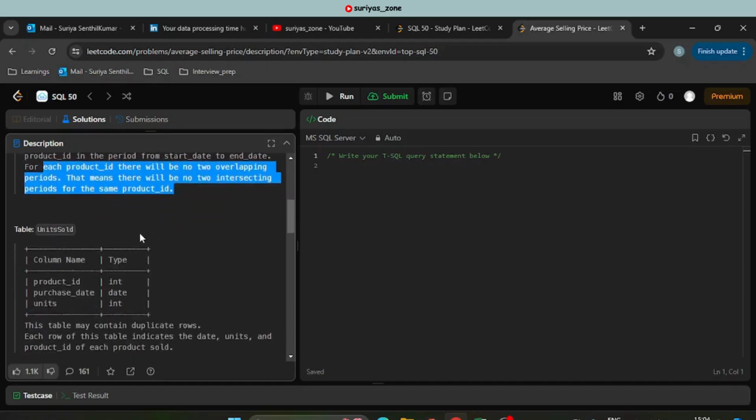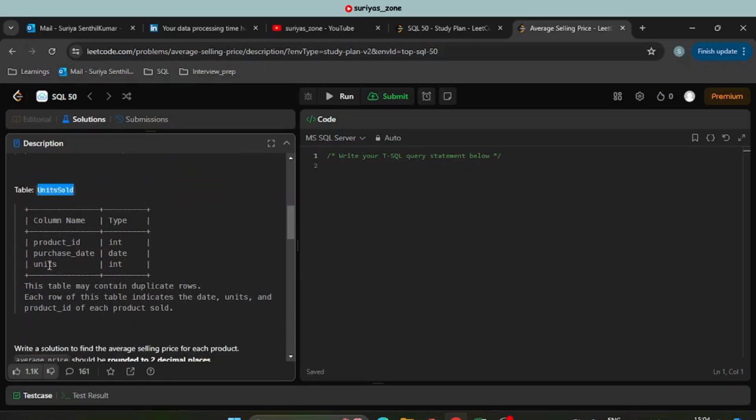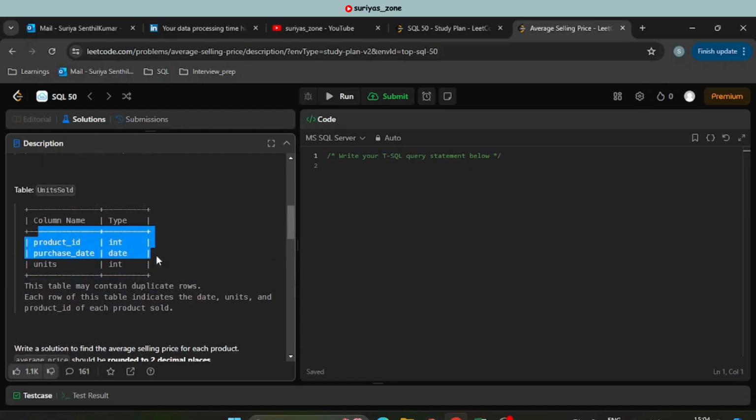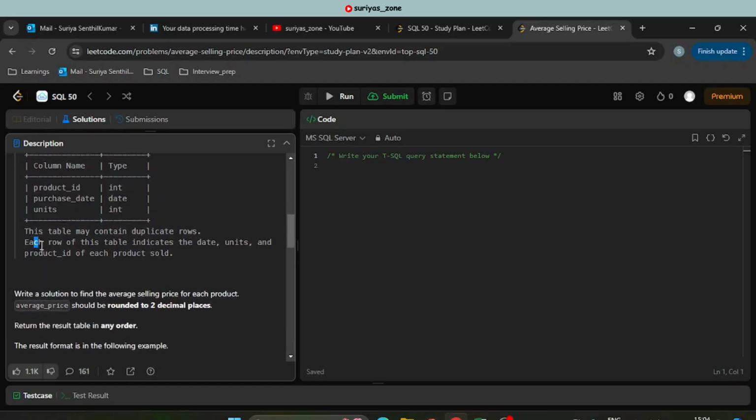The next table is units sold. We have one more table, and there the columns are product ID, purchase date, and units. This table may contain duplicate rows as well, so there is no primary key column for this particular table, and each row of this table indicates the date, units, and product ID of each product sold.